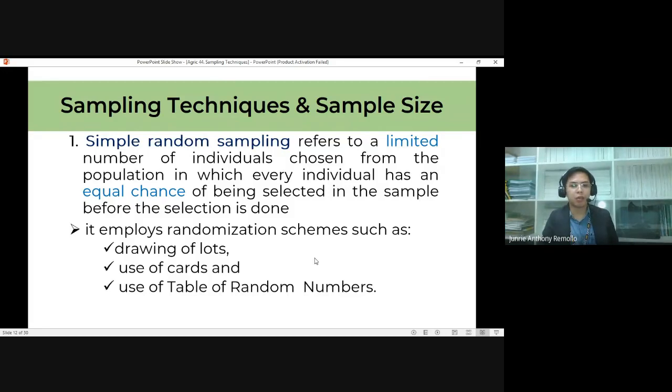So, say for example, for drawing of lots, kumbaga sa Bisaya, bunot-bunot, so draw lots, no, kumbaga. So actually when you do draw lots, you are actually doing randomization. Because you cannot be able to predict what number yung mapipili mo. And the use of cards, you could also, because it is distributed randomly, hindi mo rin, it would be hard for you to know kung anong card ang mapipili mo.